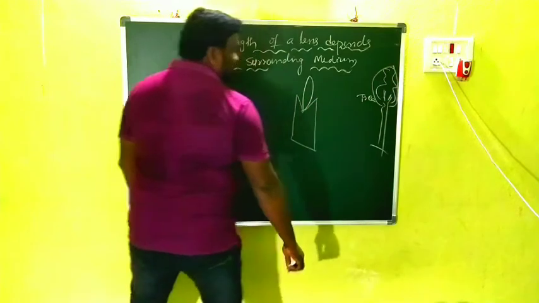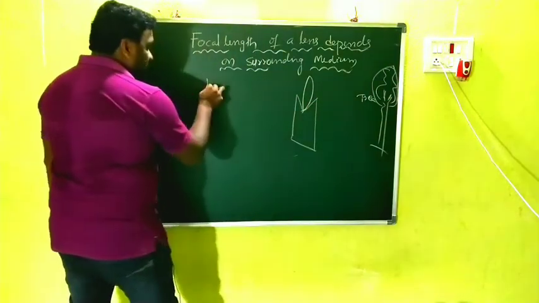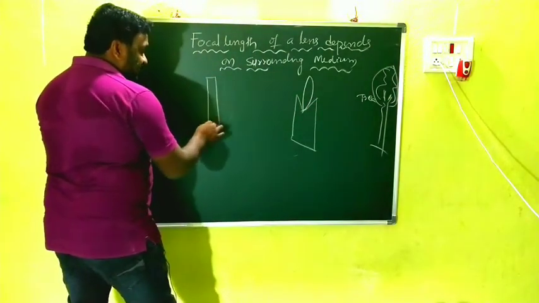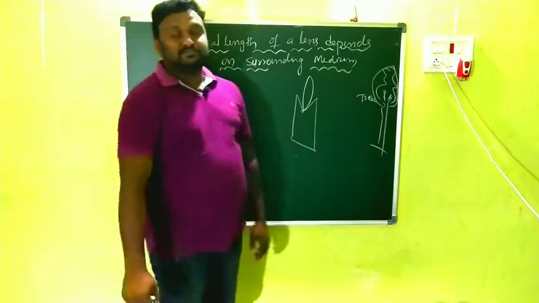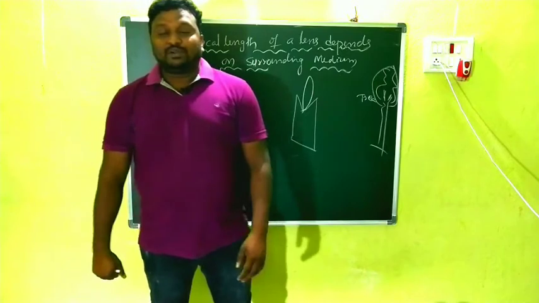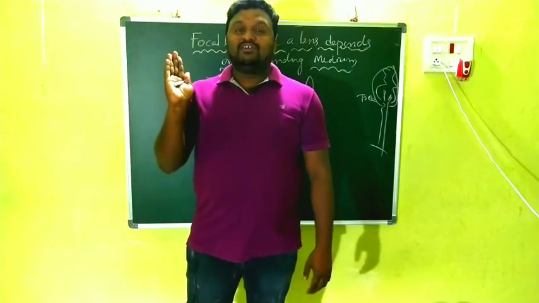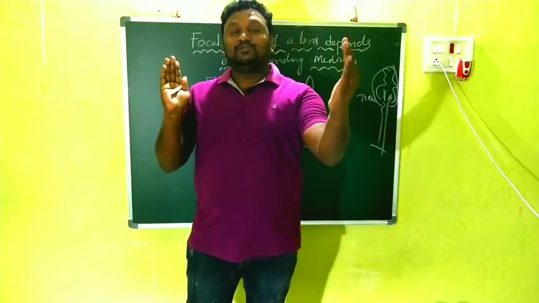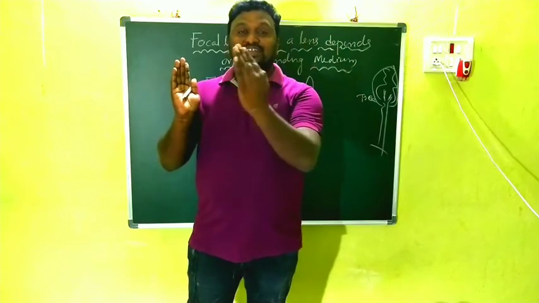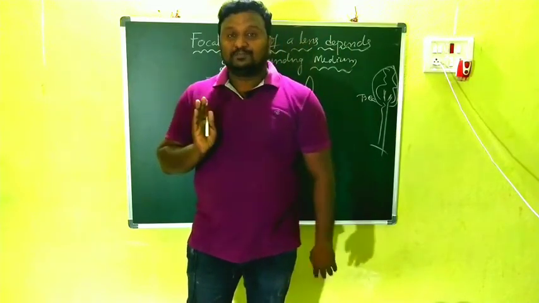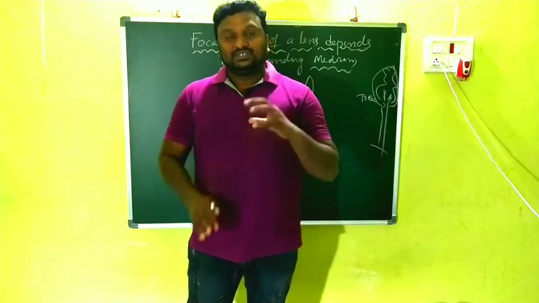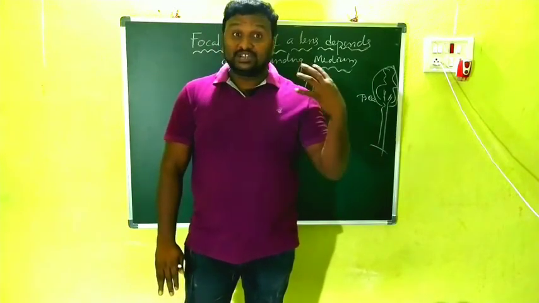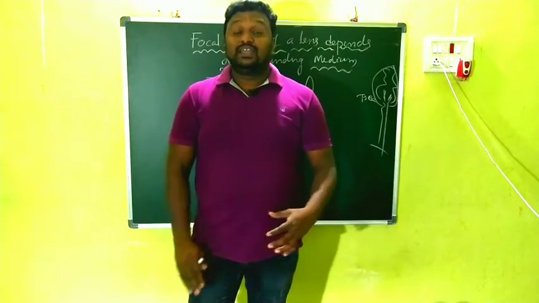Now we keep a screen here. For mirrors we hold the mirror in our hand, keep the paper in front of the mirror, and check where we get the bright spot of the sun. Then the distance between these two is what we take as the focal length.